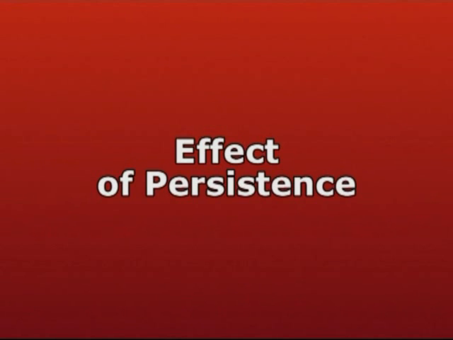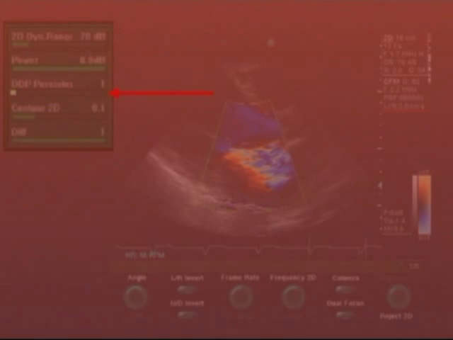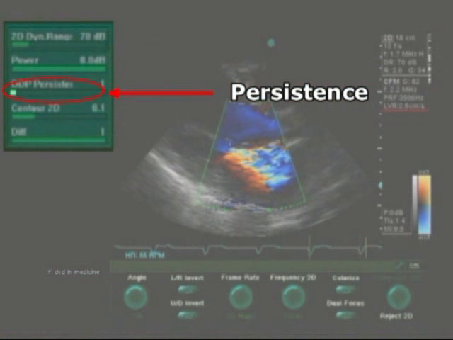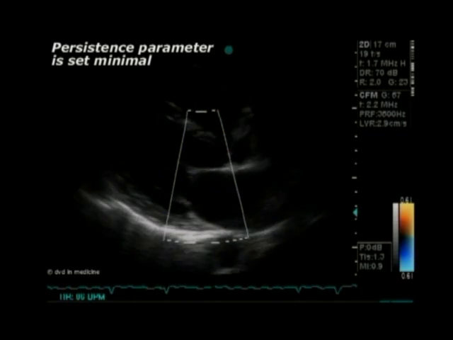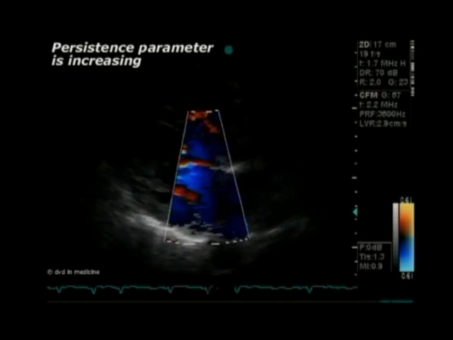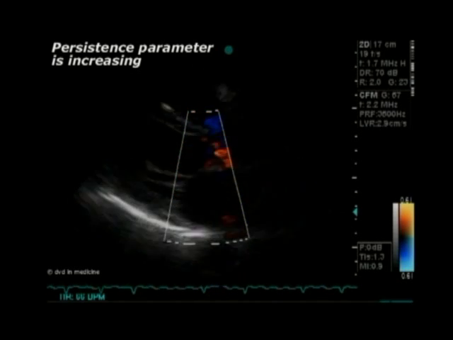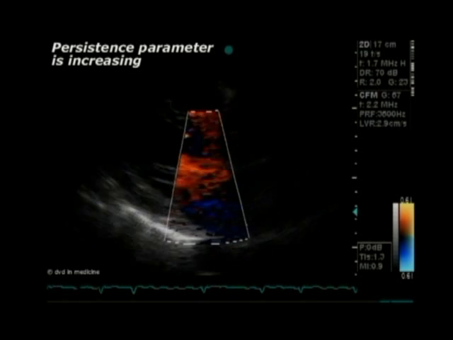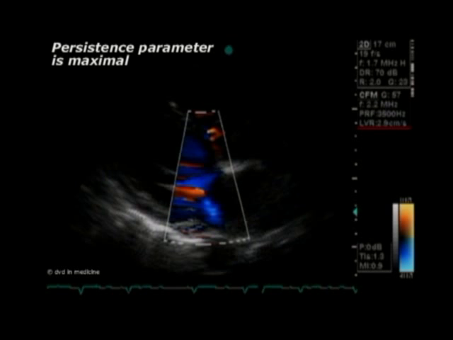Effect of persistence. Color frames obtained over a period of time could potentially be added to one another in any given display using a control called persistence. The addition of multiple frames in a moving image could result in a markedly increased jet size. Neither two-dimensional echo images nor color persistence should be used in echocardiography.